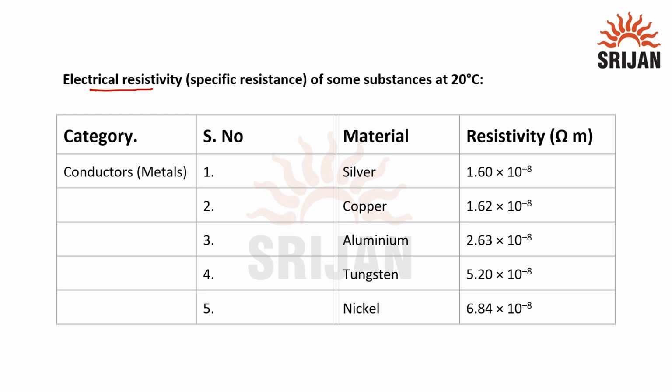Here we have electrical resistivity or specific resistance of some substances at 20 degrees Celsius. First category is of conductors, that are metals. Material is given over here and resistivity is given in ohm meter. So silver is 1.60 into 10 to the power minus 8. Copper is 1.62 into 10 to the power minus 8. Aluminium is 2.63 into 10 to the power minus 8. Tungsten is 5.20 into 10 to the power minus 8. Nickel is 6.84 into 10 to the power minus 8.